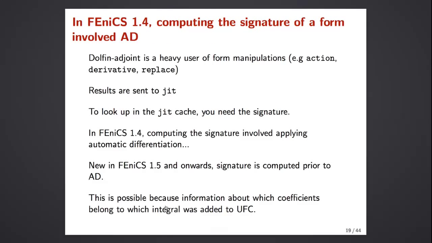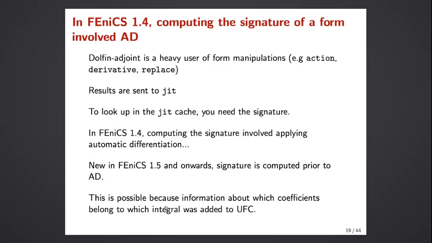Okay, so in FEniCS 1.4, finding a form in the JIT cache, you rely on computing the form signature. And in 1.4, computing the form signature for forms that involve some kind of differentiation involves applying the automatic differentiation. And this is essentially what takes a lot of time for some of these complicated forms. So you can guess who fixed this. Thanks to Martin, in FEniCS 1.5 and on, the signature is computed prior to performing automatic differentiation.